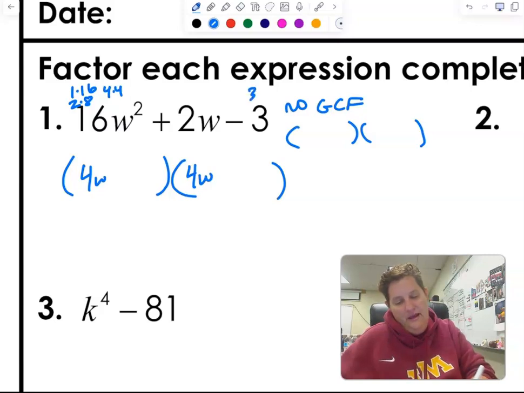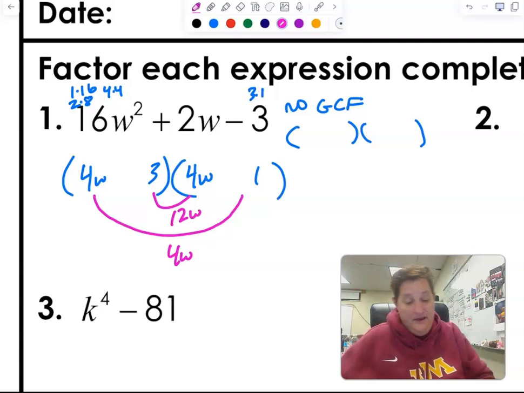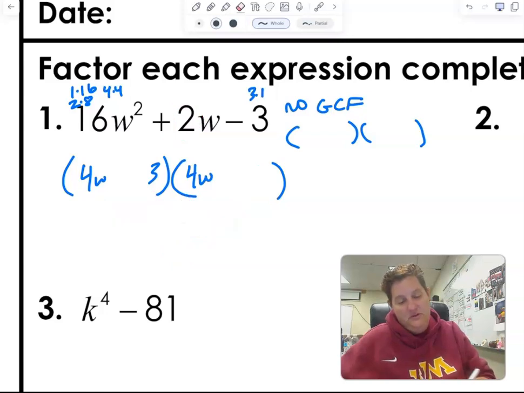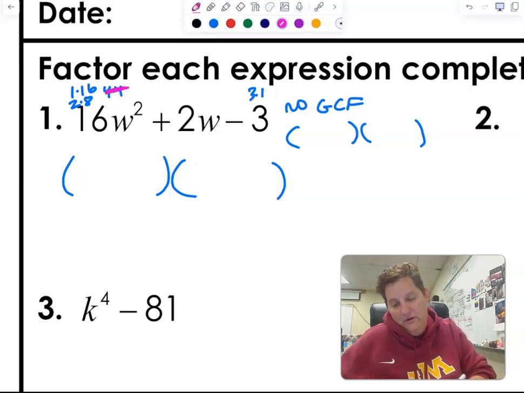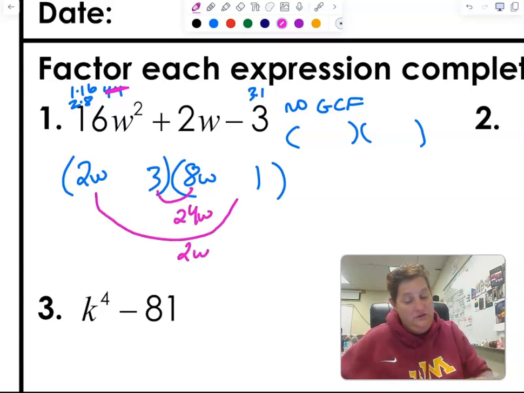Okay, and then we come over here, and the only thing that works here is 3 and 1. Well, when I test the outside and the inside, I get 4W and 12W, which is not 2W, so this is wrong. If I switch the 1 and 3, it wouldn't make a difference because of 4 and 4. So 4 and 4 does not work. So now I'm going to try 2W and 8W and 3 and 1. Okay? So when I do that, I get 2W and 24W, which does not make 2.